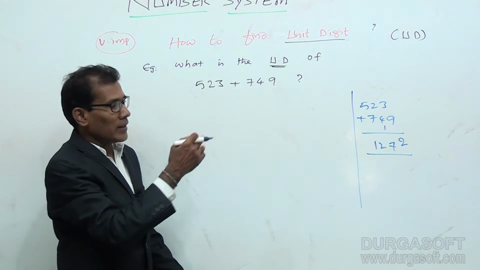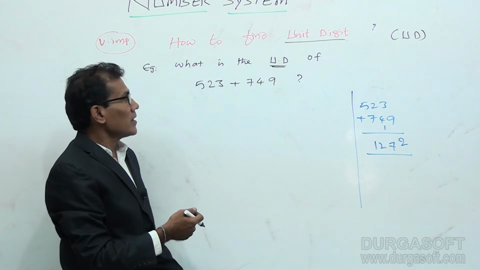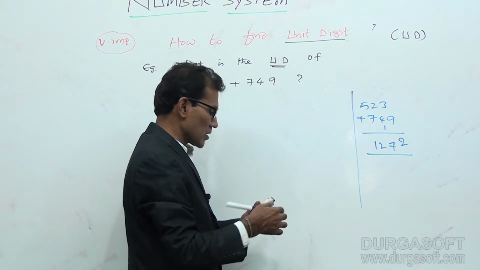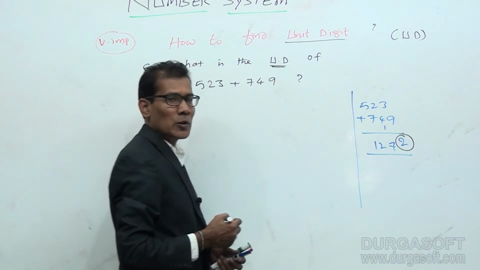We are talking about only the unit digit. What is the unit digit? For a whole number, the extreme right digit is the unit digit. Here the unit digit is going to be 2. So your answer is going to be 2.